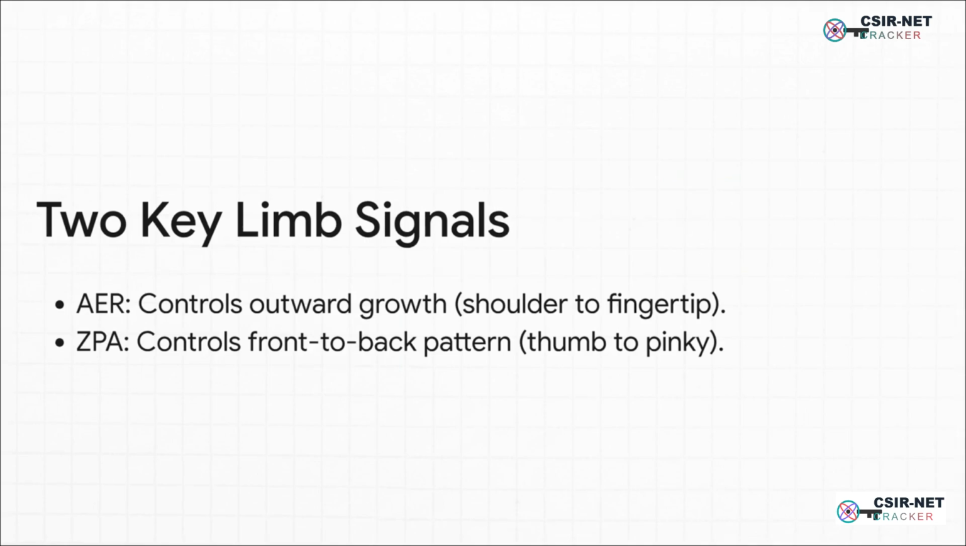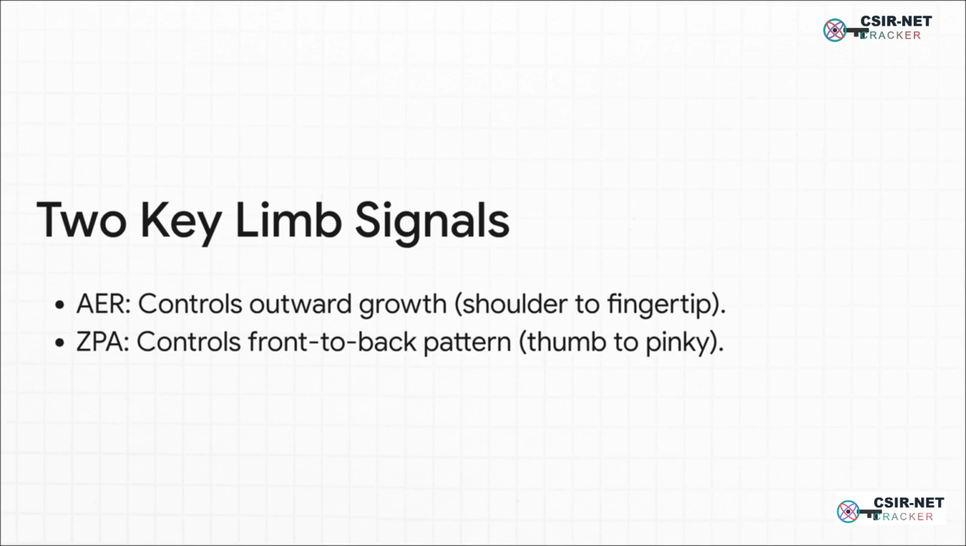Let's break those down. First, you have the AER. It's at the very tip of the little limb bud, and it controls the outward growth. It's the signal that says, keep growing longer, making sure your arm goes all the way from your shoulder to your fingertips. At the same time, you have the ZPA, which is on just one side of that limb bud. This controls the front to back pattern. It's the signal that tells the body where to put your thumb versus where to put your pinky.